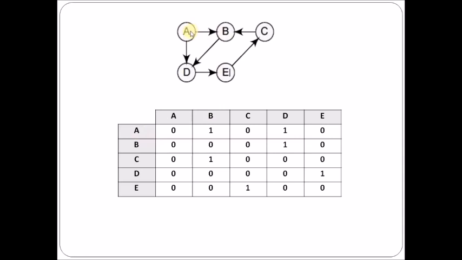Now from node A to node C, there is no direct path, that's why I have written 0 here. From node A to node D, there exists a direct path, that's why I have written 1 here. And from node A to node E, there is no direct path, that's why the value is 0 here. Now similarly for node B, there is only a single direct path, from node B to node D. That's why I have written node B to node D equals 1. All the other entries are considered to be 0.